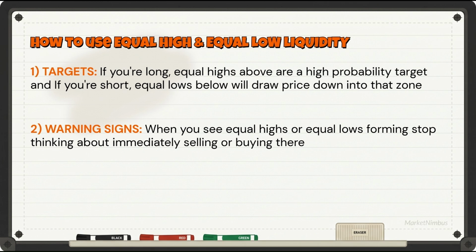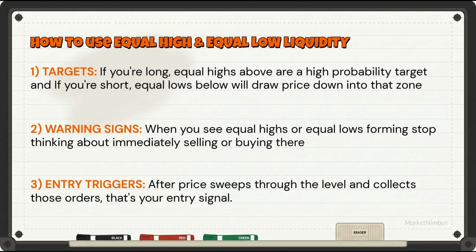2. As warning signs. When you see equal highs forming, stop thinking about selling there. You know what's sitting just above that level. Price is more likely to push through, collect those orders, and then reverse than it is to respect it cleanly. Selling resistance blindly is how you get stopped out 1 pip before the real move.